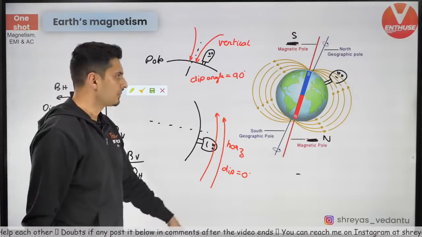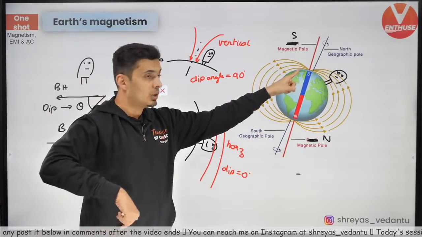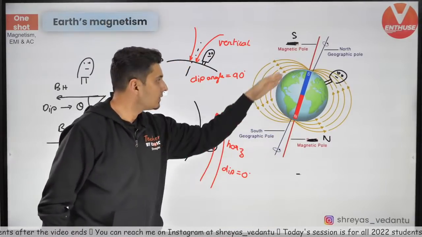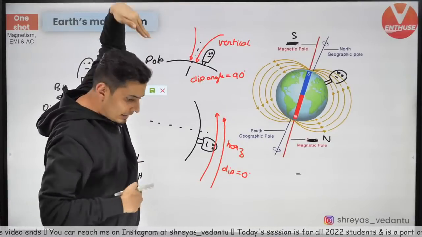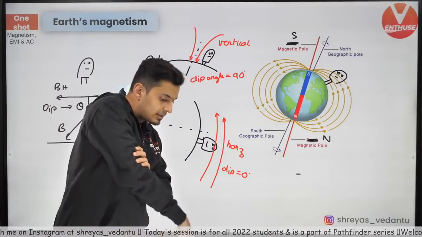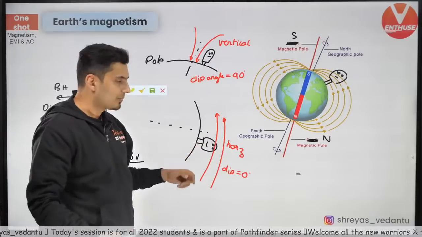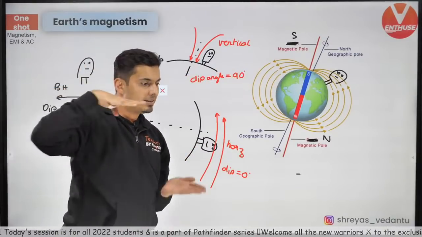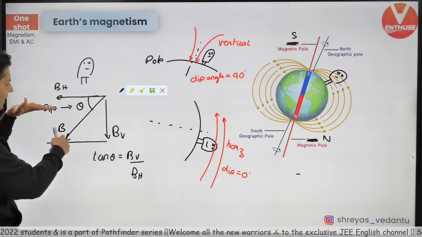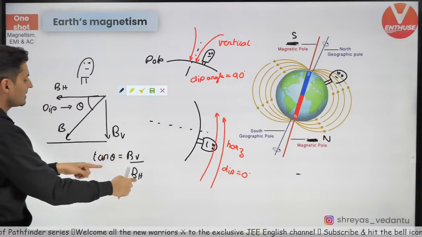Quick revision. Earth produces a magnetic field. North pole is down south. South pole is up north. The field lines go like this. At either of the poles, the field lines fall straight into the ground or come out of the ground, so the angle which the field makes with the horizontal is 90. That's the dip angle. At the equator, they just shave off your head, so they are parallel to the ground, and the dip angle is 0. But at any other place, it will make some angle and will have two components, horizontal and vertical. So tan theta is BV by BH.